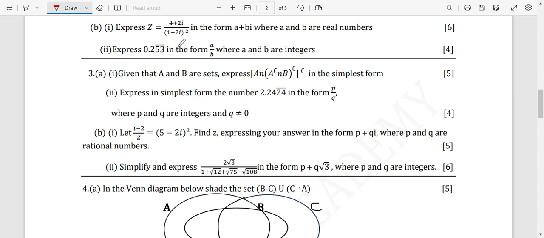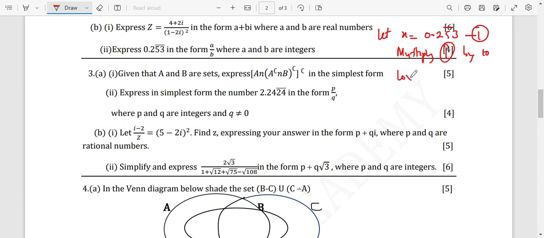So express 0.253 repeating in the form a over b where a and b are integers. So the first thing, let x be equal to what you've been given, 0.253, where the 5 and 3 are repeating. This will be equation 1. Make sure that the decimal is in front of the numbers repeating, that is the 5 and the 3. So multiply equation 1 by 10, so that the decimal point goes in front.